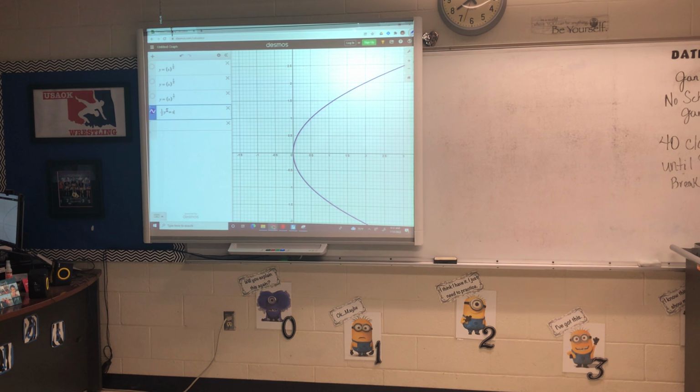Equals x. What happened? It opens left and right, yes or no? So if that 1/2 was negative, what do you think would happen? It's going to go left. Okay. Now I want to show you guys something.